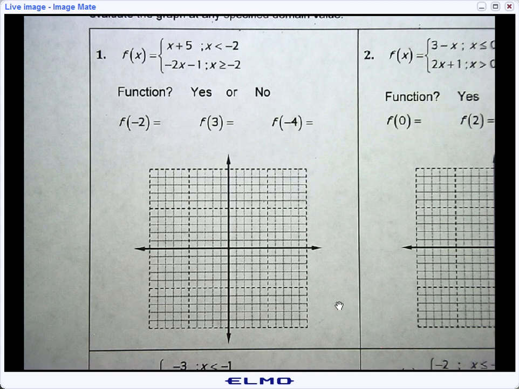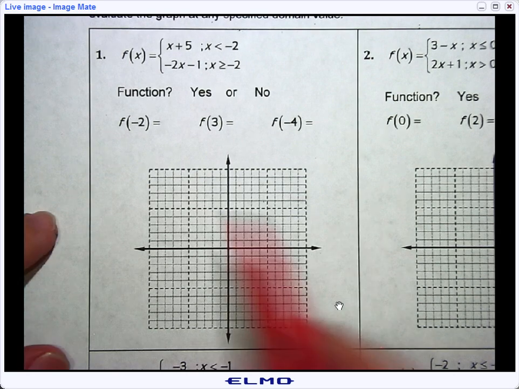So this was the graphing piecewise homework we did the other day. So I'm going to go through and work through a couple of these. I guess all of them really, just so you can see anything that you missed in class. So we're going to start with the graph.